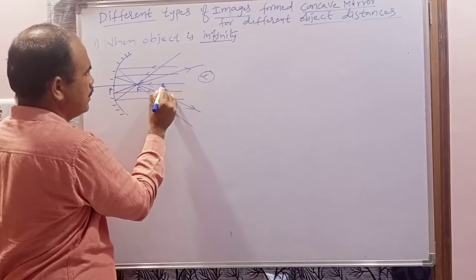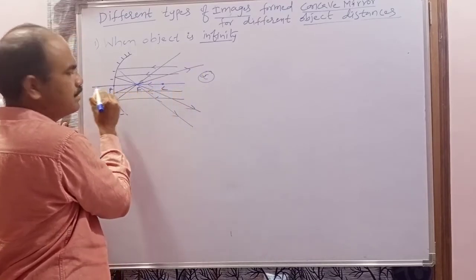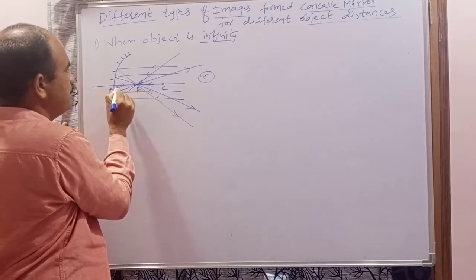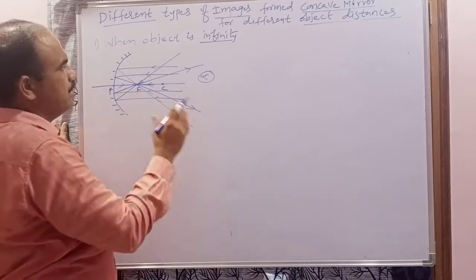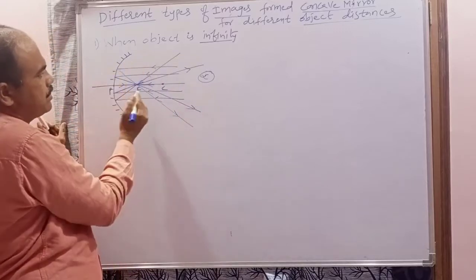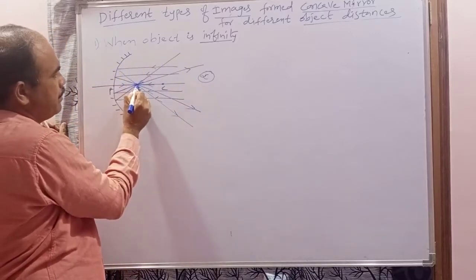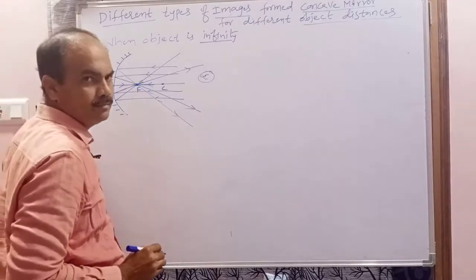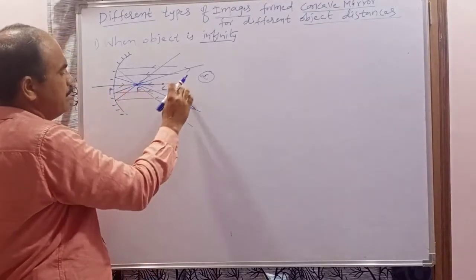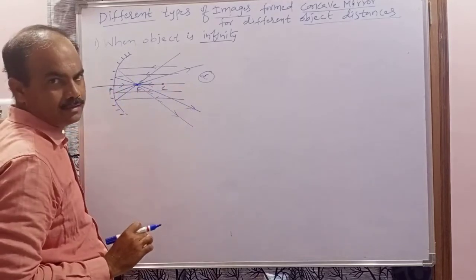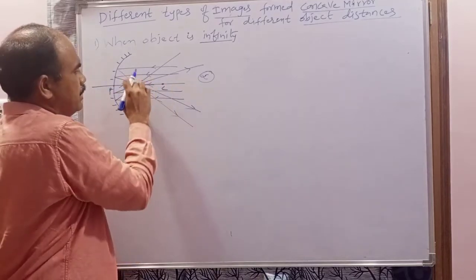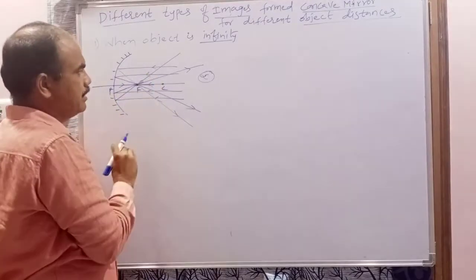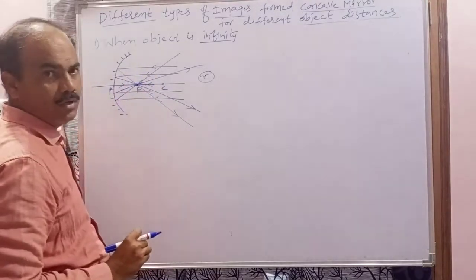But this is a ray passing through the center of curvature, so it is incident on the mirror normally, and after reflection it returns along the same path. So what is happening? After reflection, all reflected rays meet at a point on the principal axis, that is called the focus or principal focus. It is known as the principal focus because it lies on the principal axis. At the focus all reflected rays are really intersecting, so at the focus the image is formed.